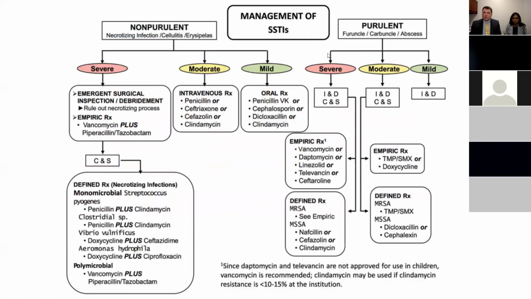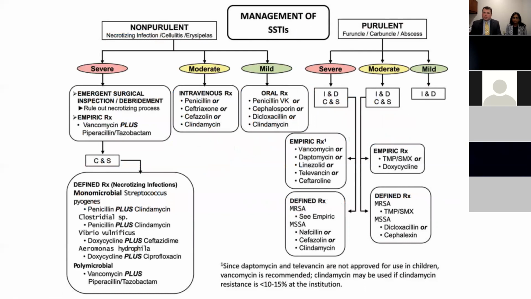But this is what we want to talk about. This is an important slide. So this doesn't need to be memorized, but if you look at it and you're aware of it, you can always refer back to it. So we're going to start up at the top. On the right, you see there's purulent, so there's pus, and then on the left, there's non-purulent or no pus. So that's the first division.